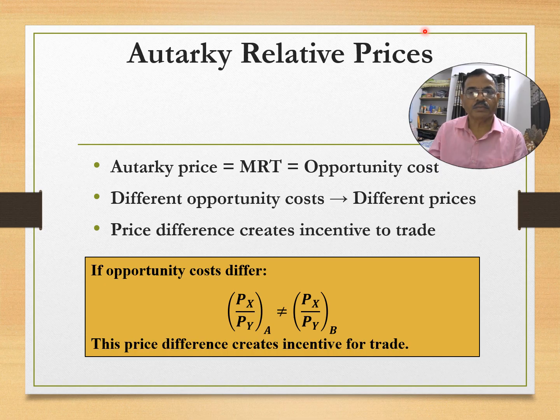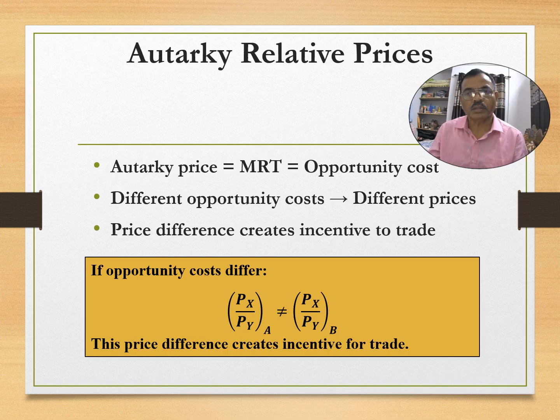For example, in country A, 1 unit of X may cost 1 unit of Y. In country B, 1 unit of X may cost 3 units of Y. Again, this price difference creates the incentive for trade, because one country can obtain goods more cheaply through trade than through domestic production.